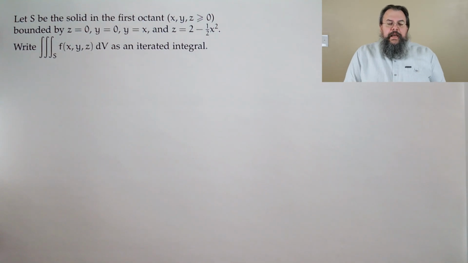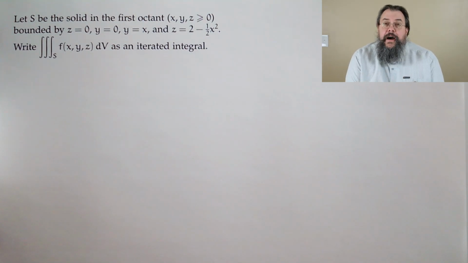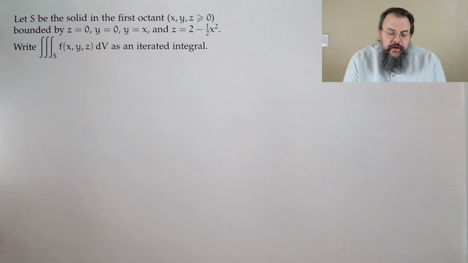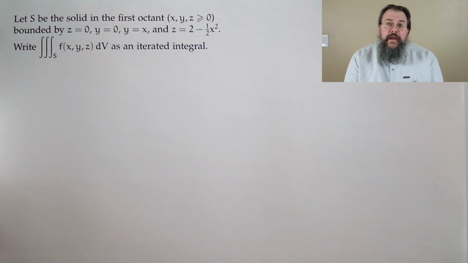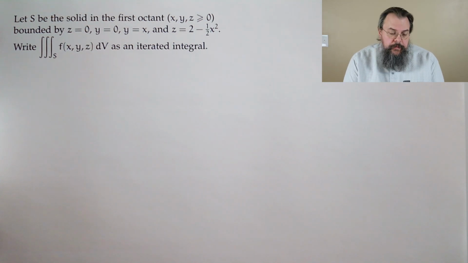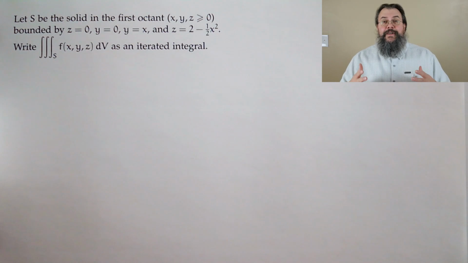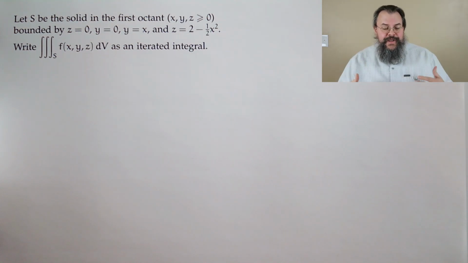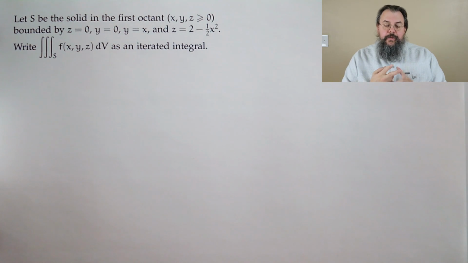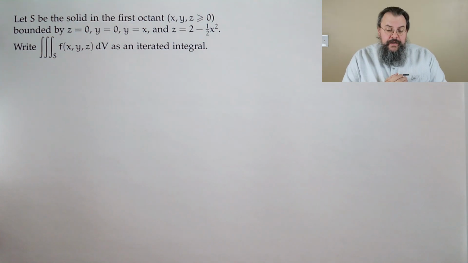So, let S be the solid in the first octant. Sometimes people say the positive orthant, but basically we just mean x, y, z are all greater than or equal to 0. And we have some bounding surfaces, because we're in 3 dimensions. In 3 dimensions, we don't have bounding curves, we have bounding surfaces. So we have z equals 0, y equals 0, y equals x, and z equals 2 minus a half x squared. Well, good. And then it says, write this integral as an iterated integral.